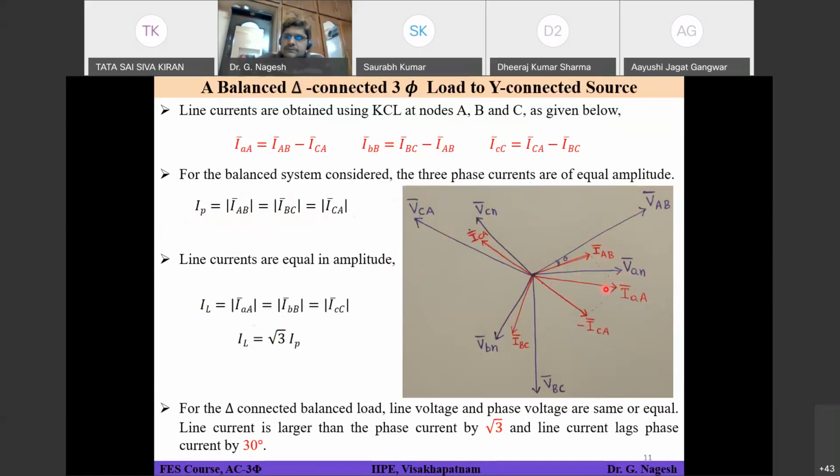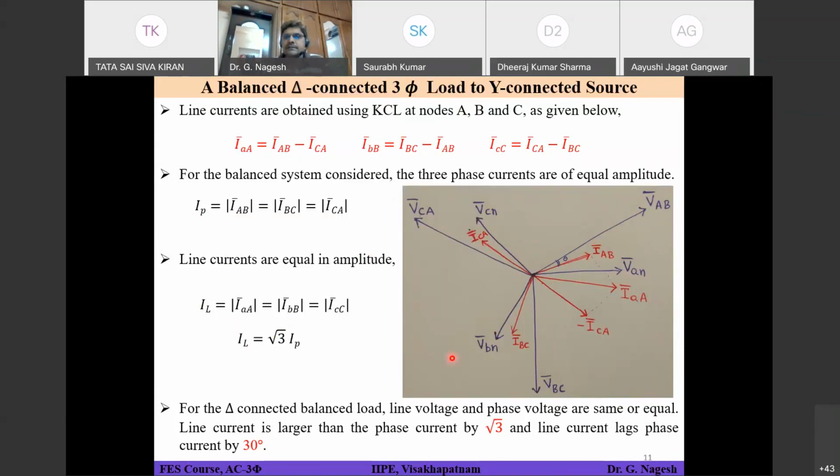So what is the conclusion from this? In a delta connected system, the first conclusion is phase current and line currents are not the same. Line current magnitude is going to be root 3 times more than the phase current magnitude. So if phase current RMS is, let's say, 10 amperes, line current RMS will be root 3 into 10. And if you talk about phase angle, line current will be lagging your phase current by 30 degrees.